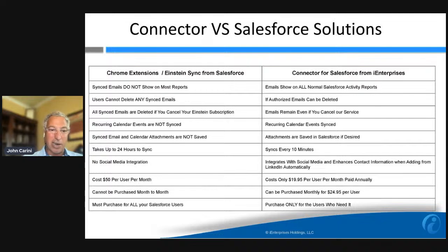It doesn't work with recurring calendar items. Ours does. Synced emails, calendar attachments aren't saved. Ours does. Takes up to 24 hours to sync. Ours syncs actually every 5 minutes. The social media integration we include and they don't.